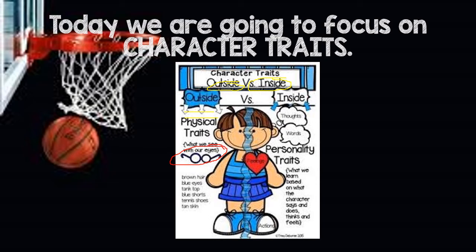Right here you see glasses to remind you that these are things that we can see on the outside. Brown hair, blue eyes, tank top, blue shorts, etc. These are things that we don't need to investigate. We can see them just by looking.